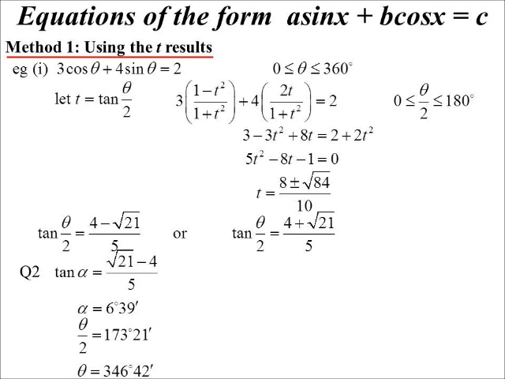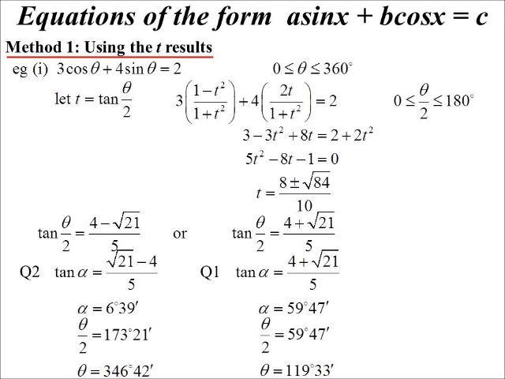That's one answer. Okay, 4 plus root 21 on 5. Which quadrants are we in? Yes, it's just the first quadrant, not the first and the third. So first quadrant. So it is in fact the acute angle we're looking for, which is 59 degrees 47. So theta on 2 is 59 degrees 47. Double it, we get 119.33. So there's our 2 solutions.